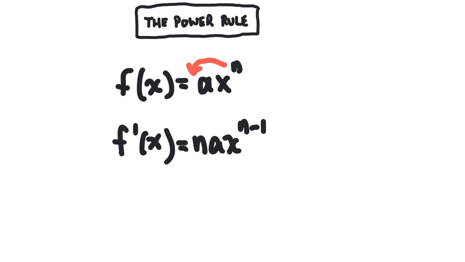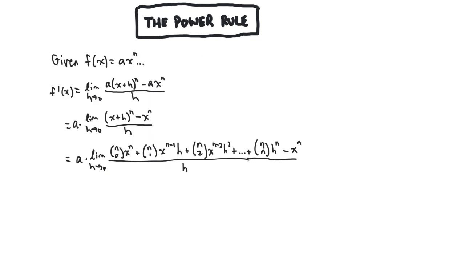The power rule tells us that the derivative of a fifth degree polynomial will be a fourth degree. A fourth degree will be a third degree, and so on down the road. We'll take a look at a proof to see why it works.